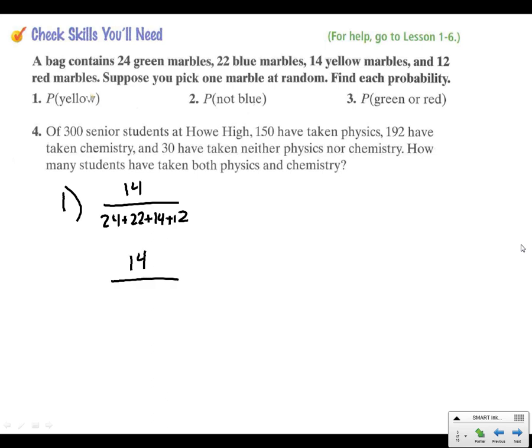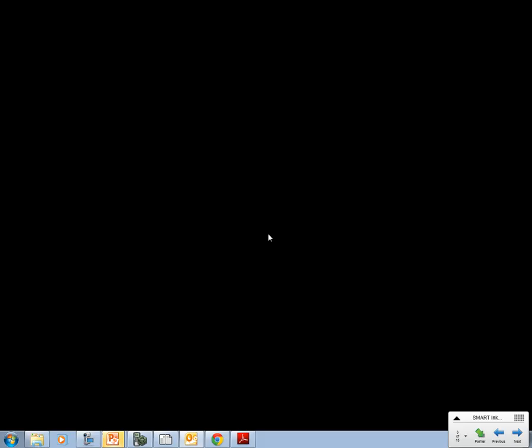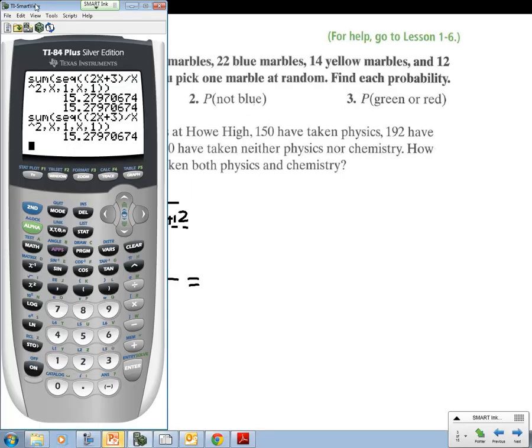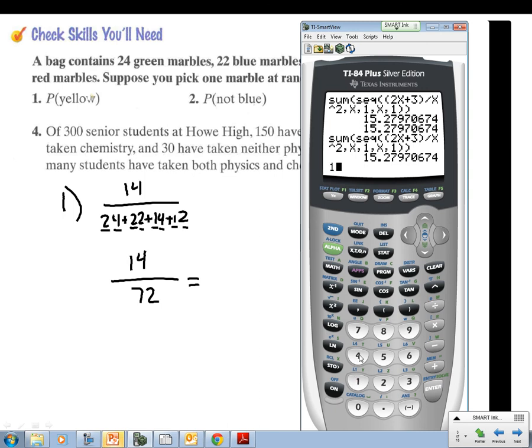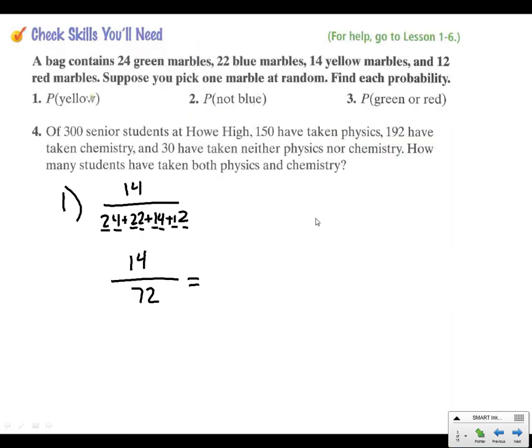That's 14 out of, what do we got here? 46, 50, 60. Is that 60? 20, 40, 50, 60, 4, 6, 72. So we have 14 out of 72, which will give us a percentage. We can do this. Where's my calculator? There we go. 14 over 72 is, you've got a 19.4% chance of getting a yellow marble. 14 out of 72. All right, try 2, 3, and 4.